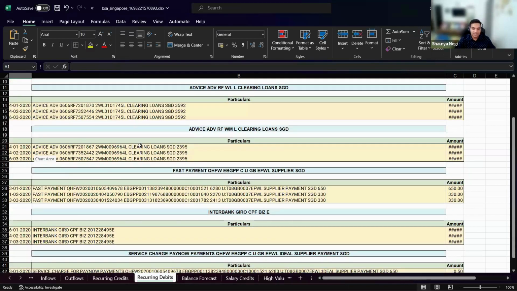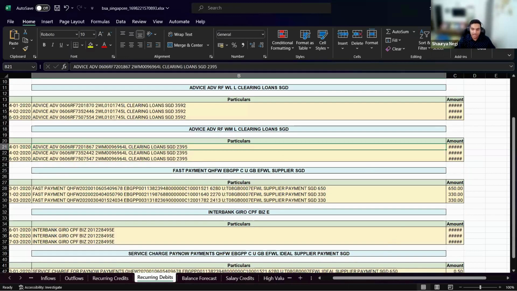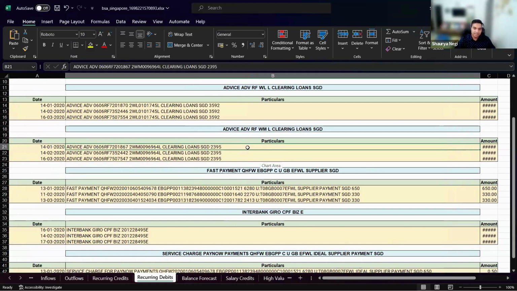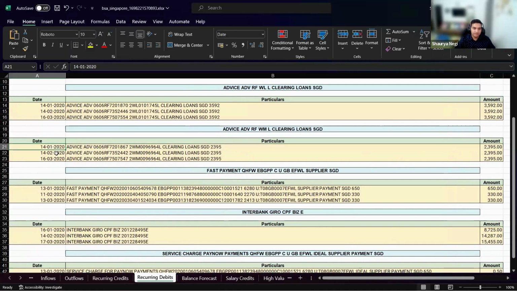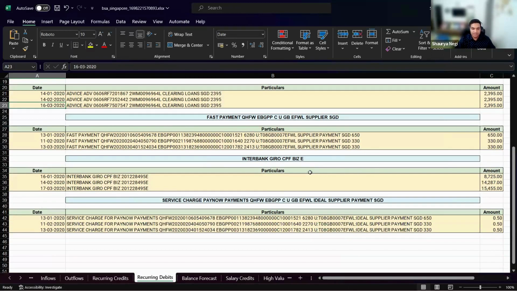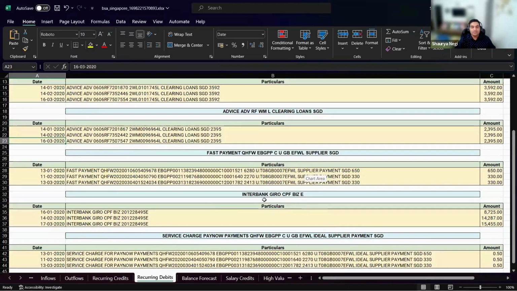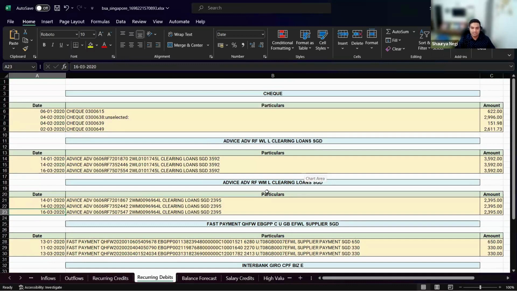So we can see that in this particular bank statement, clearing loans had been done for the month of January, February, and March at approximately the same dates, that is 14th Jan, 14th Feb, and 16th March 2020, respectively. Similarly, there were some PayNow payments made to a supplier on 13th January, 11th Feb, and 13th March, respectively. So these are the recurring transactions which have been identified in this particular sheet.